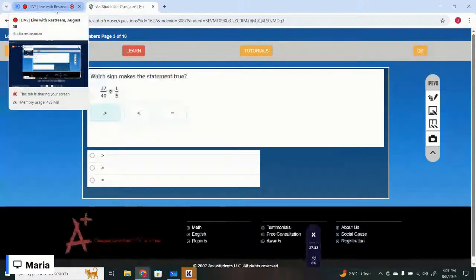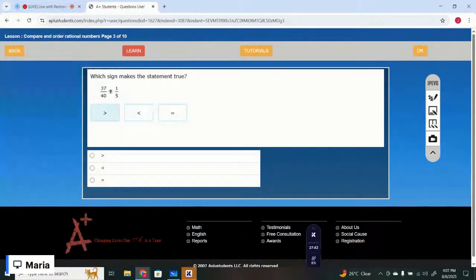37 over 40 and 1 over 5. So 37 over 40 and 1 over 5. Obviously, 37 over 40 is greater than 1 by 5. Greater it is. Option number 1 is the correct option.